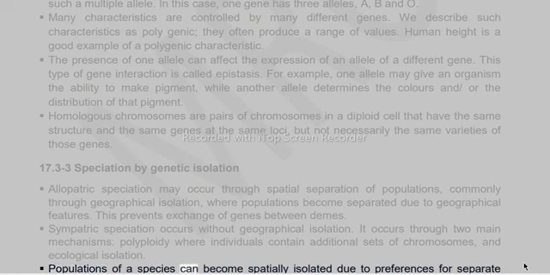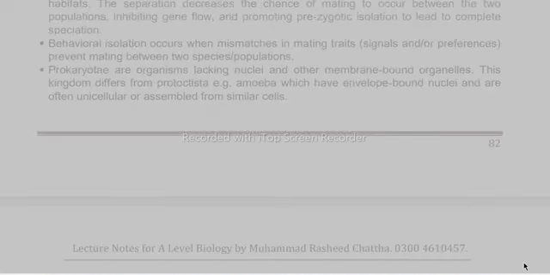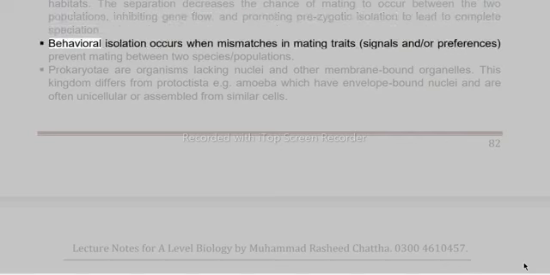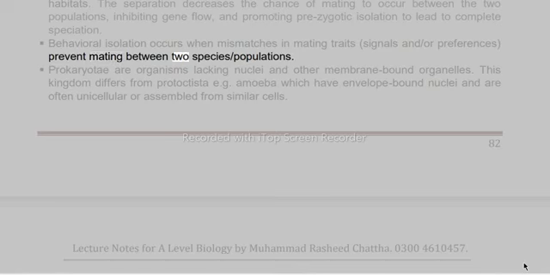Populations of a species can become spatially isolated due to preferences for separate habitats. The separation decreases the chance of mating between the two populations, inhibiting gene flow and promoting prezygotic isolation to lead to complete speciation. Behavioral isolation occurs when mismatches in mating traits, signals and/or preferences prevent mating between two species populations.